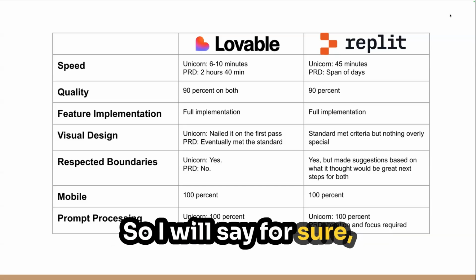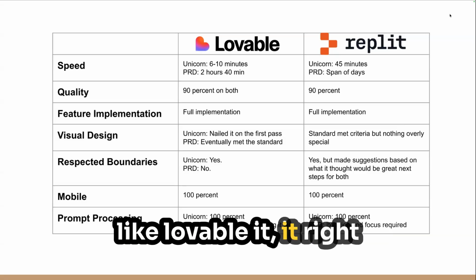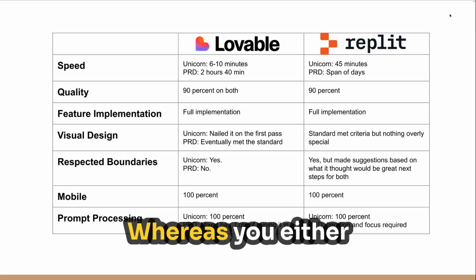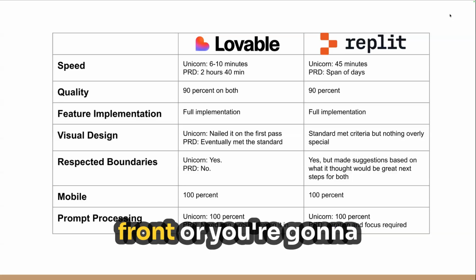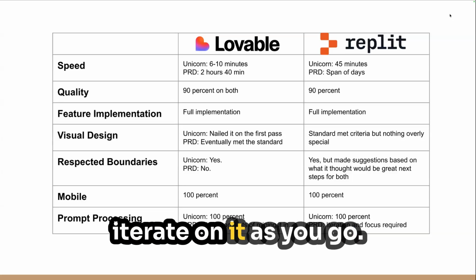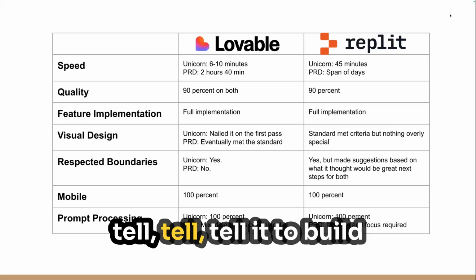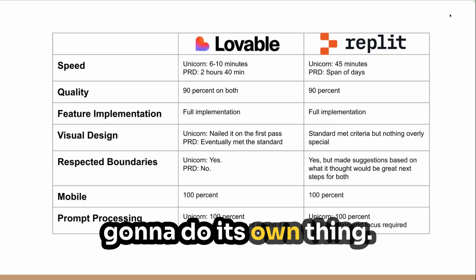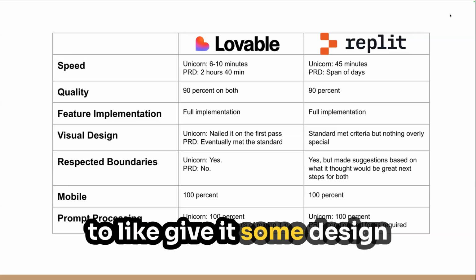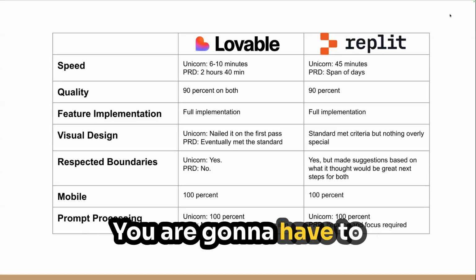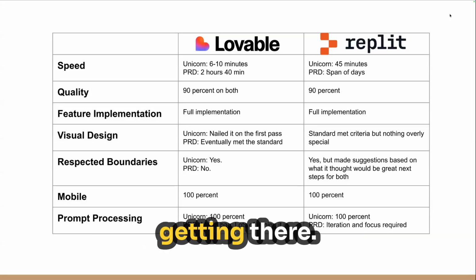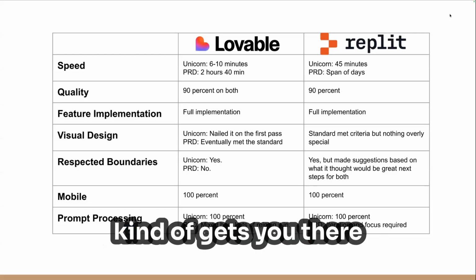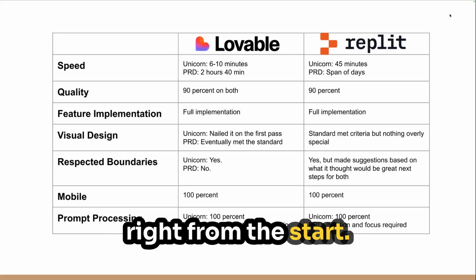Again, visual design, I think Lovable does a really great job of design. So I will say for sure, Lovable right off the bat is going to nail the visual designs. Whereas Replit, you either have to do it right up front or you're going to have to be patient to iterate on it as you go. So if you give it a prompt, tell it to build you a task manager app and you give it no design direction, it's going to do its own thing. And if you come in and try to give it some design feedback in the middle, you're going to have to be patient with iterating on it and continuously getting there. You'll get there, but it is a bit of a process. Whereas Lovable kind of gets you there right from the start.